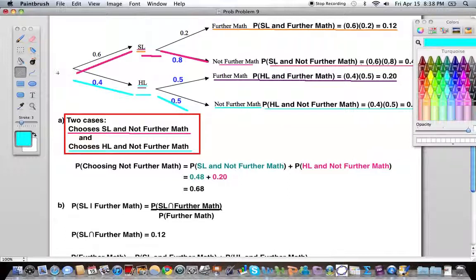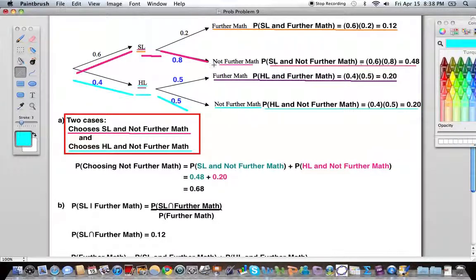What do we do when we're going down the line on a tree diagram? We multiply. So we know that the probability of choosing SL and not further math is 6/10, which we see right here, multiplied by 8/10, which gives us 48/100, 0.48 right here.